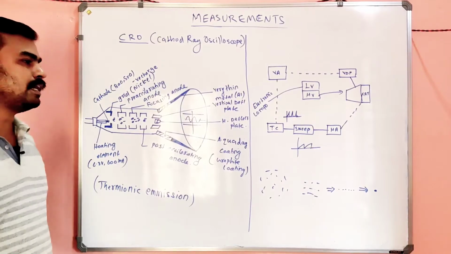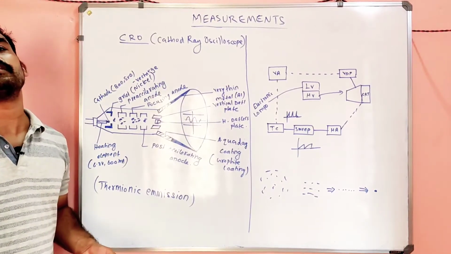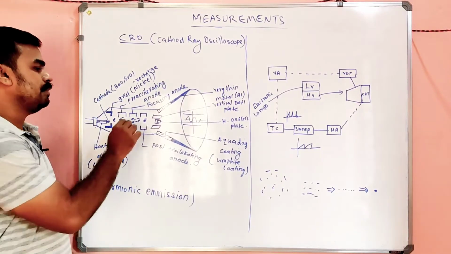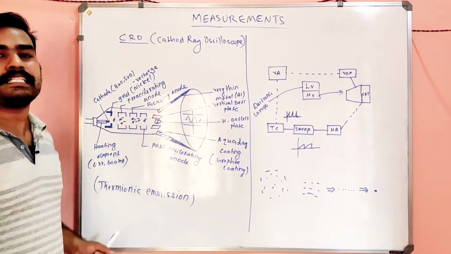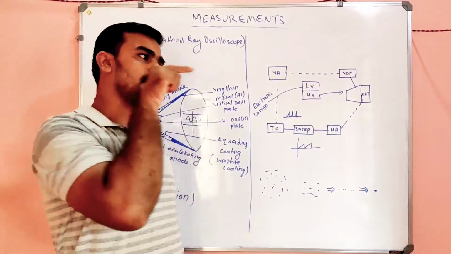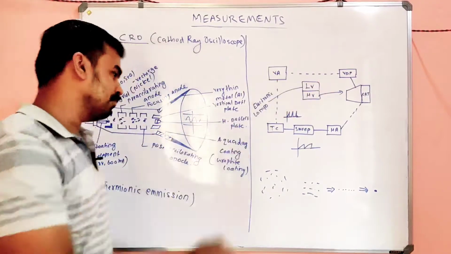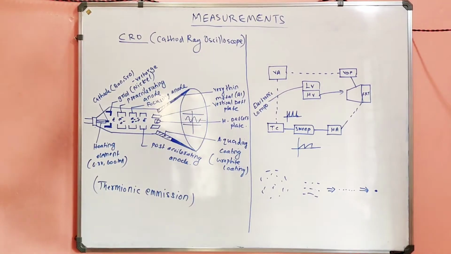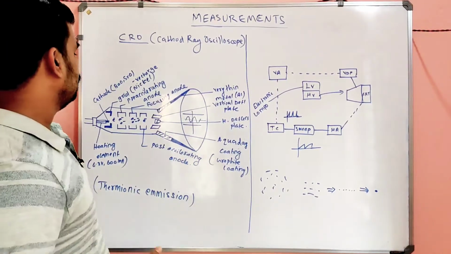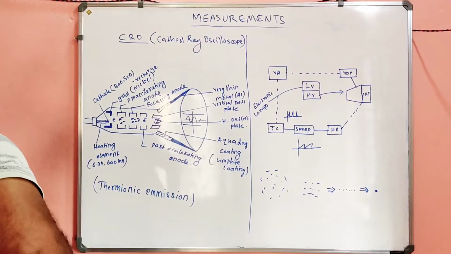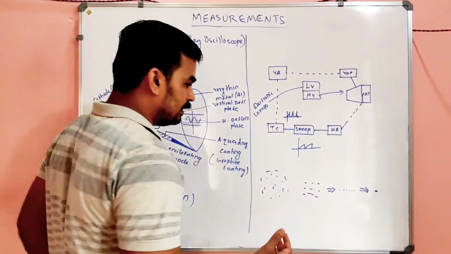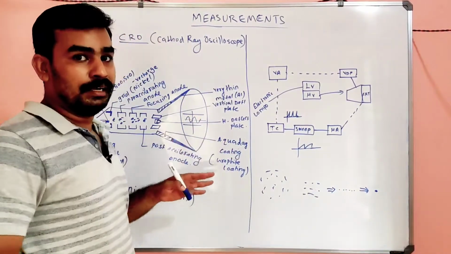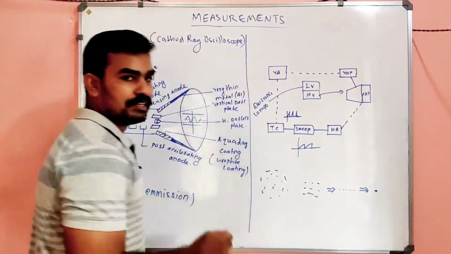So what will the focusing anode convert, my dear? It will arrange the beam into a particular focus, a particular beam. Okay. So what does the focusing anode do? It will make the entire beam into a dot-like structure.